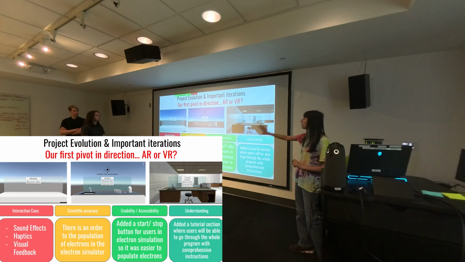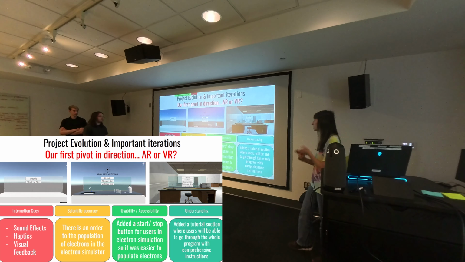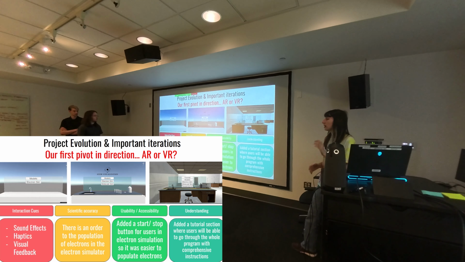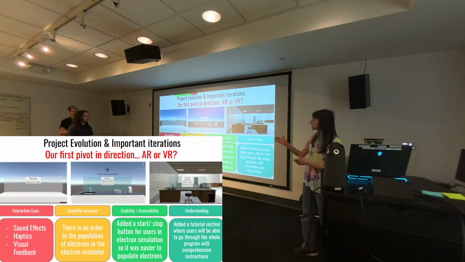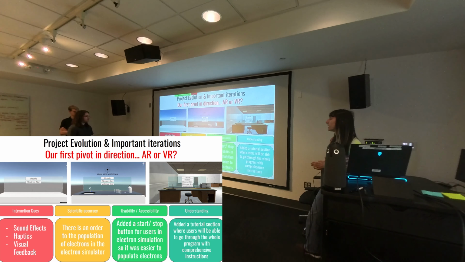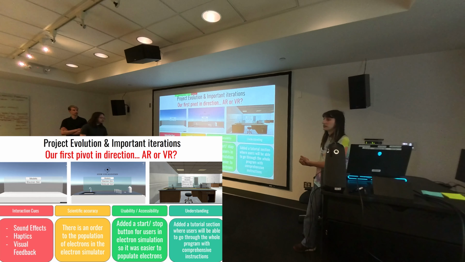And so we had 4 different types of user feedback. We had interaction cues, scientific accuracy, usability and accessibility, and understanding. So all of our users kind of had something to say in the realm of these 4 things. If you don't understand my examples, don't worry, I will touch up on that during the live demo. But for example, for the interaction cues, the feedback we got, we ended up adding sound effects, haptics, and visual feedback, so the user understood that they were actually doing things in the program and they were getting feedback, for example, like clicking a button or getting something correct.